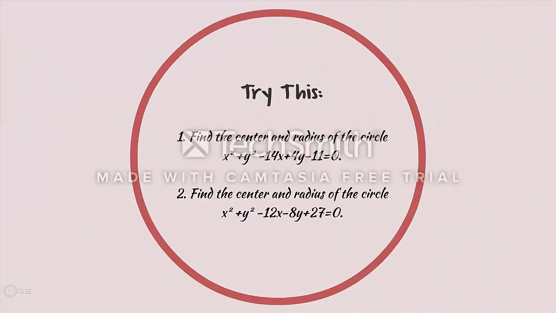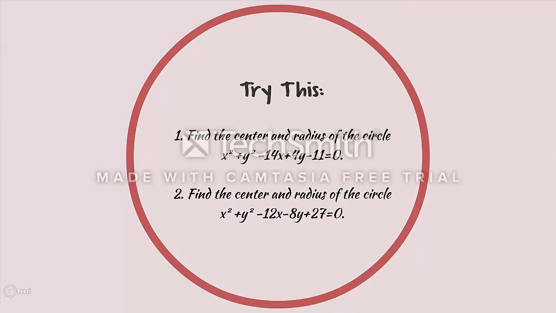Now try this. Find the center and radius of the circle x squared plus y squared minus 14x plus 4y minus 11 equals 0. Find the center and radius of the circle x squared plus y squared minus 12x minus 8y plus 27 equals 0.